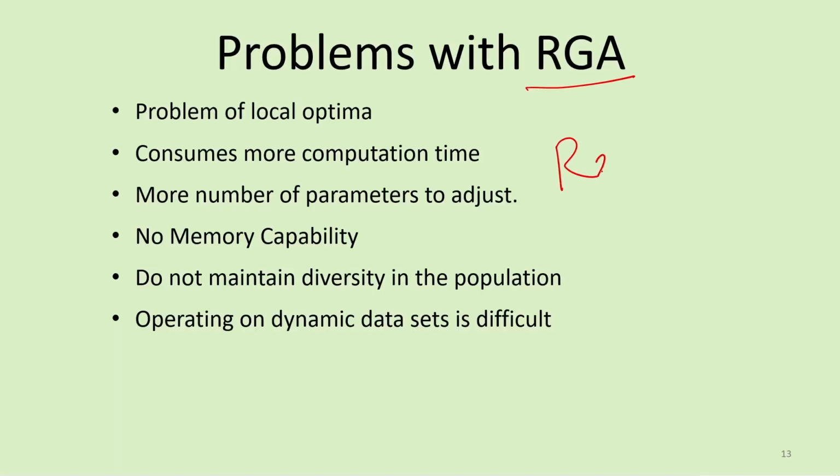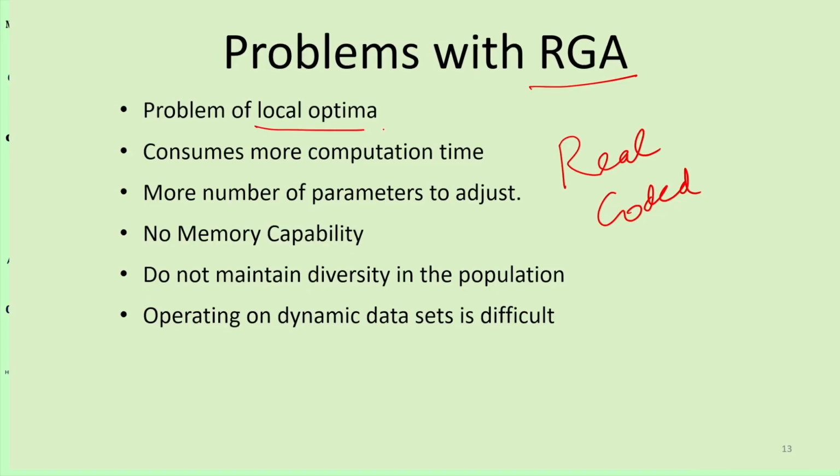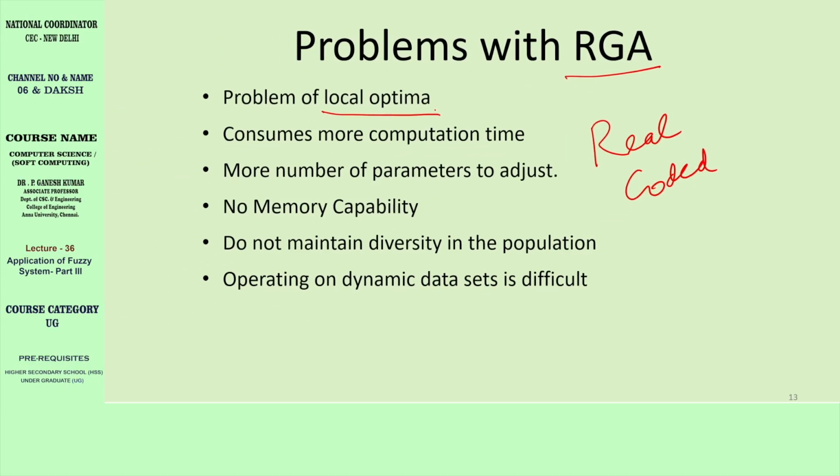You can see that there are some problems with RGA. What is RGA? RGA is real coded GA, right? Because I still said that some scope is there for improving the results of the classifier model. So what are the problems with RGA? Maybe the problem of local optima, or sometimes it may consume more time, or it has a larger number of parameters to tune, and most importantly the genetic algorithm doesn't have a memory capability, and it also fails to retain diversity in the population.